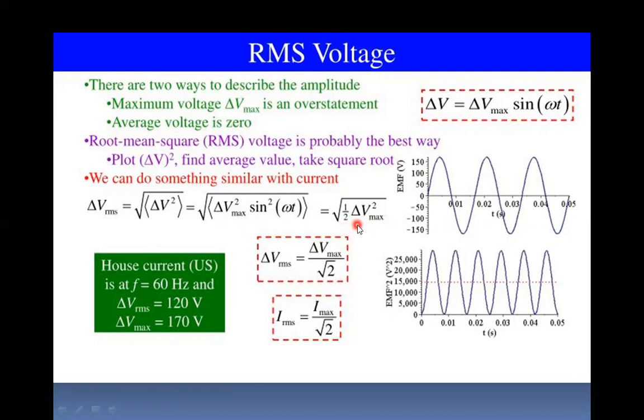So we get half V max squared, and if we take the square root, V RMS is equal to V max divided by root 2. So this is how the definition of RMS is V maximum by root 2. Similarly, I RMS is equal to I max by root 2.